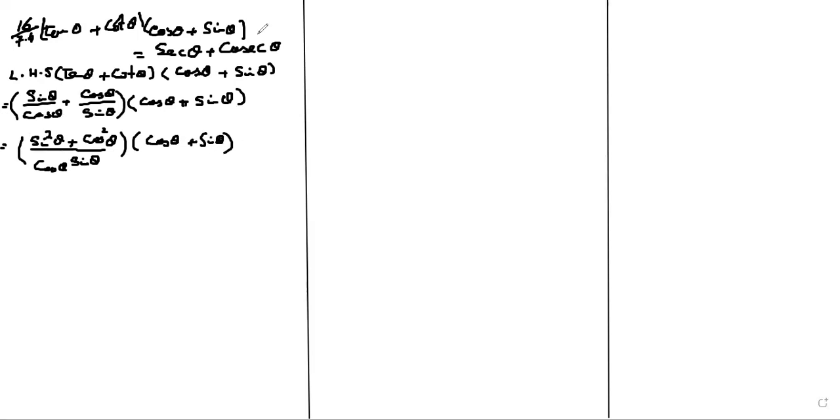Using sine square theta plus cosine square theta equals 1, we have 1 over cosine theta sine theta times sine theta plus cosine theta.